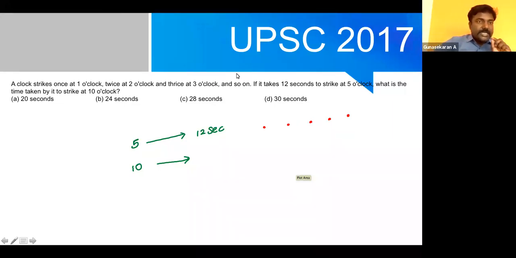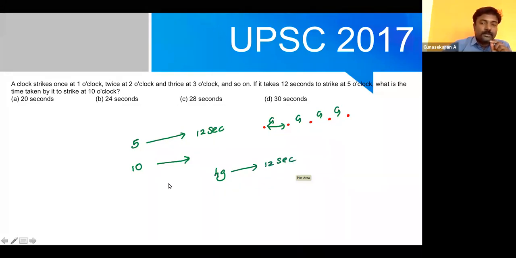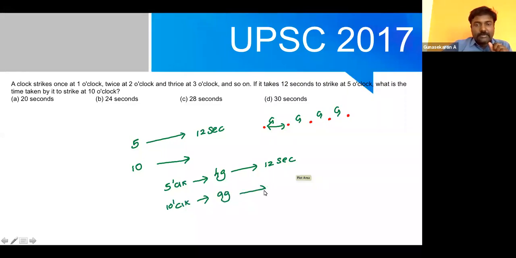See, striking time is not important here. To strike 5 o'clock, the gap is important. How many gaps are there? 4 gaps are there. For 4 gaps, it is taking 12 seconds. For 10 o'clock, how many gaps will there be? 9 gaps will be there.